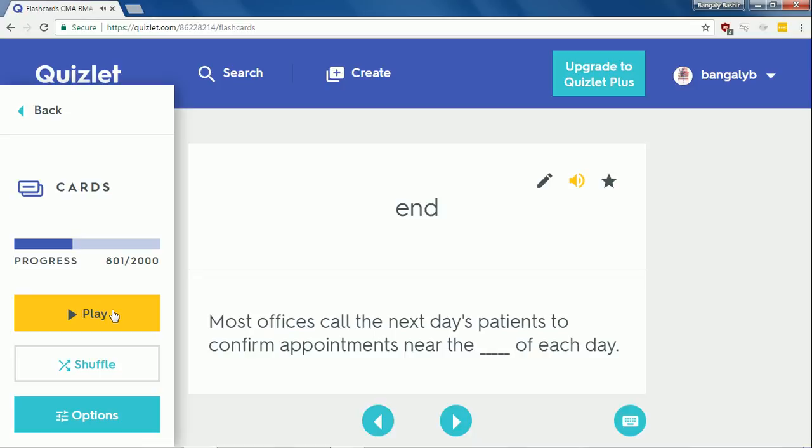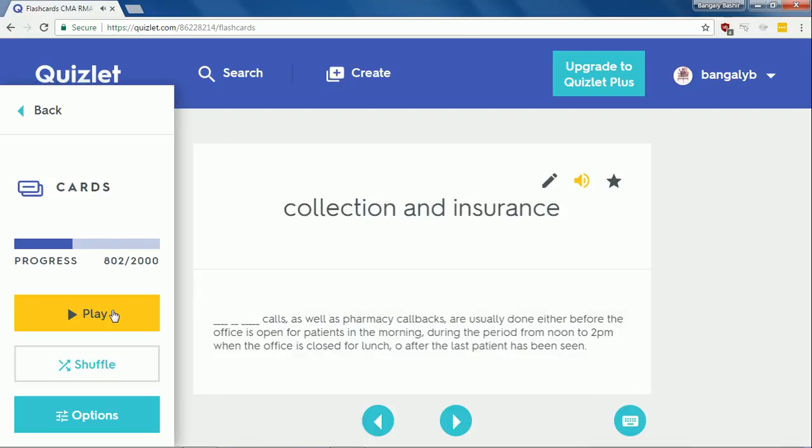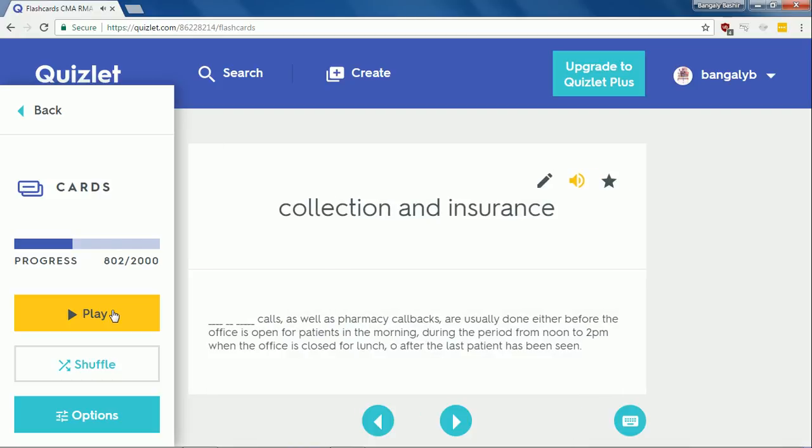Most offices call the next day's patients to confirm appointments near the end of each day. Collection and insurance calls, as well as pharmacy callbacks, are usually done either before the office is open for patients in the morning, during the period from noon to 2 p.m. when the office is closed for lunch, or after the last patient has been seen.